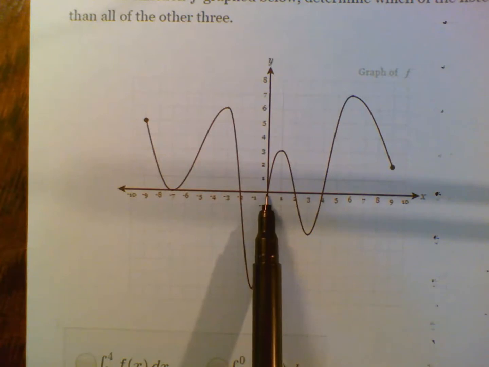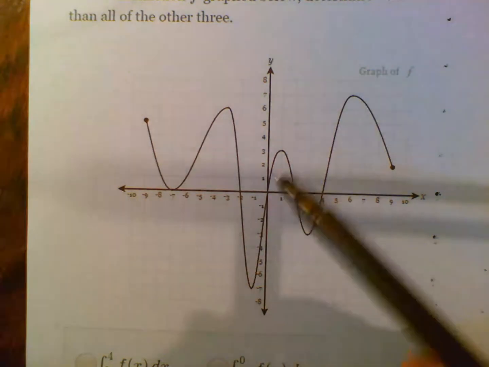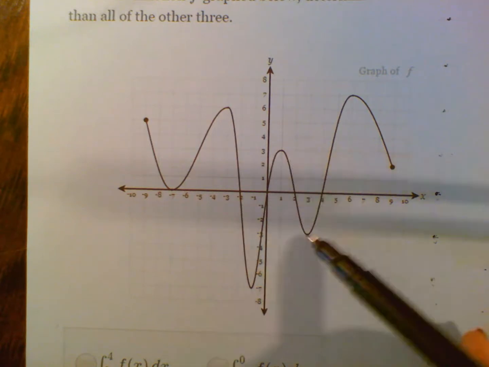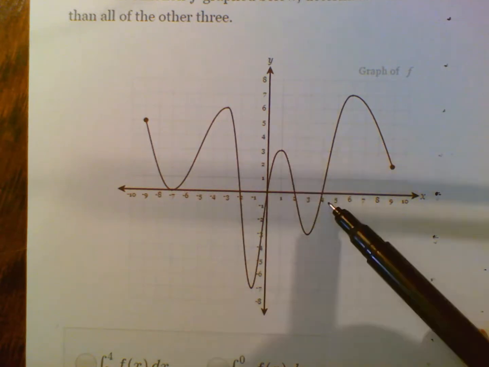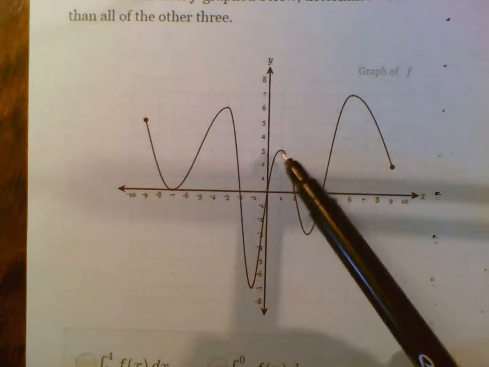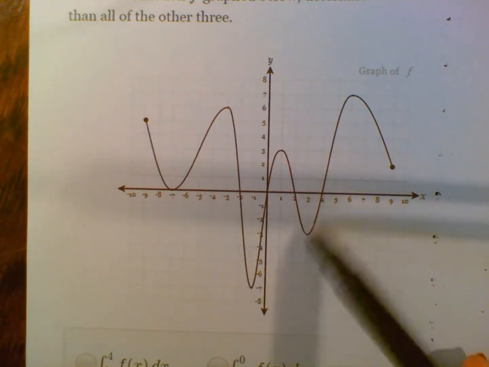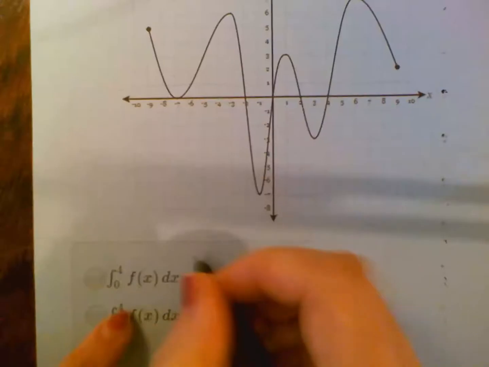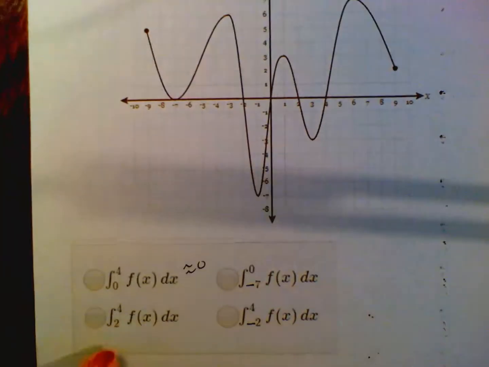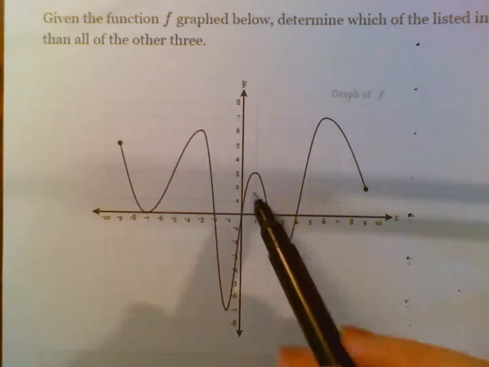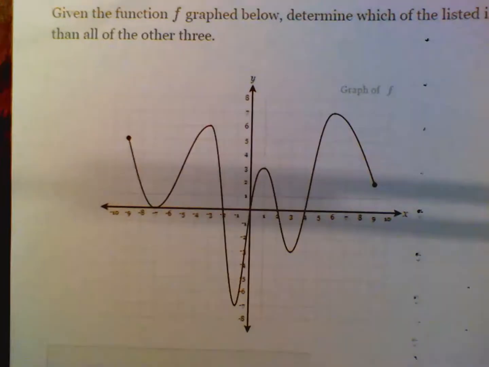From 0 to 4, that looks to me like maybe a 0. The area here from 0 to 4, I think that's a positive area, and that looks like an equal negative area. So I'll say about 0. I think it is 0, or at least very close. These areas would cancel each other out.